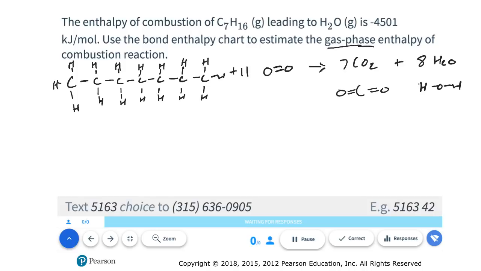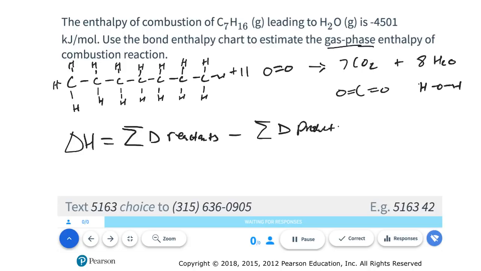Okay, so we can use the enthalpy of combustion chart to estimate this gas phase enthalpy of combustion reaction. Now the enthalpy chart from section 5.8, I'm looking at the chart from the lecture notes, has CH, CC, etc. on it. That chart can be used to estimate the delta H of a reaction by taking the sum of the bond strengths of the reactants, and then subtracting the bond strengths of the products. Now this goes a little backwards from what you might expect, usually products minus reactants, but this one is the bond strengths of the reactants because you're saying how much energy does it take to break all of these bonds.